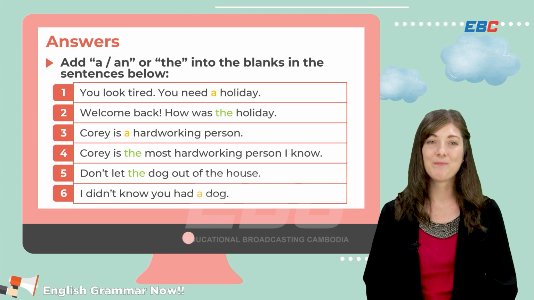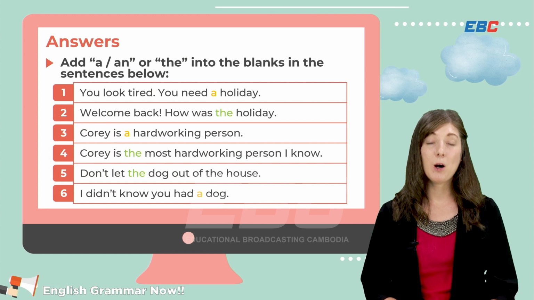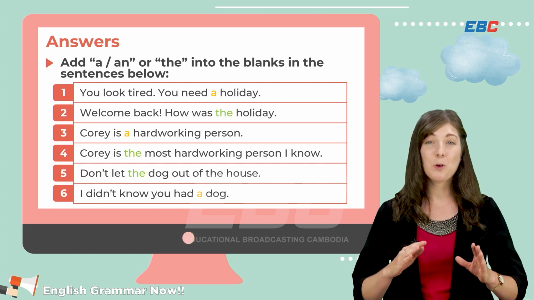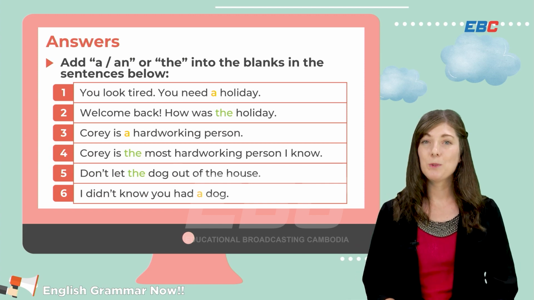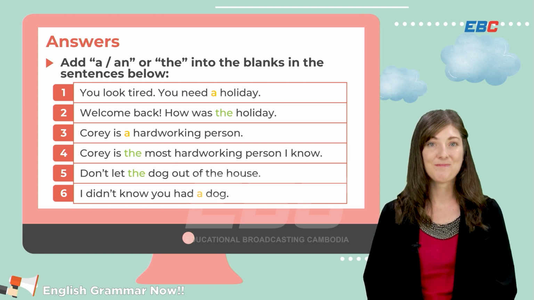Number 3, Corey is a hardworking person. Number 4, Corey is the most hardworking person I know. Now, most hardworking is superlative. Out of all the people, Corey is the top. So we will use the with most hardworking, but a with hardworking.